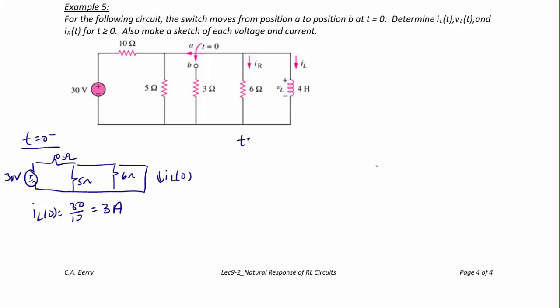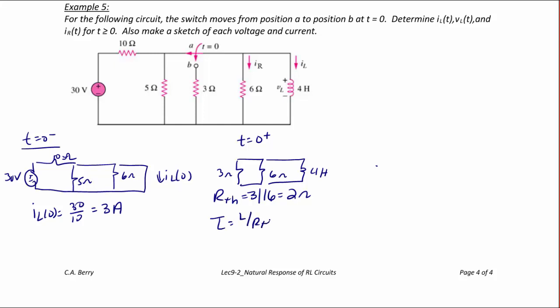Then we draw the circuit at t equals 0 plus. And now we're at switch B. So we have a 3 ohm resistor in parallel with a 6 ohm resistor in parallel with a 4 henry inductor. So R Thevenin is equal to 3 in parallel with 6, which is 2 ohms, and tau is equal to L over R Thevenin, which is 2 seconds.